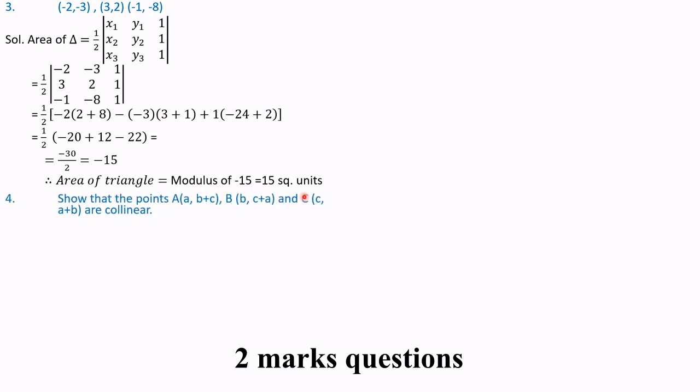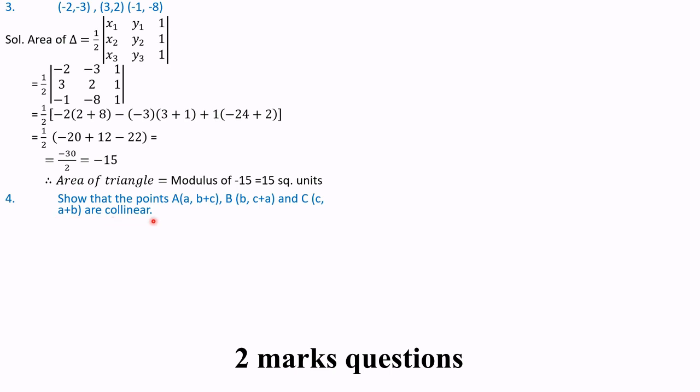The area is modulus of 15. Here, because negative sign is there, we have to use it as mod 15. Therefore, area of triangle is modulus of minus 15, equal to 15 square units. Next problem. Show that the points A (a, b plus c), B (b, c plus a), and C (c, a plus b) are collinear.